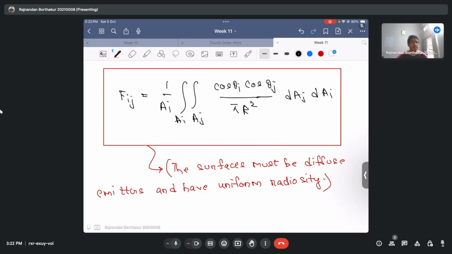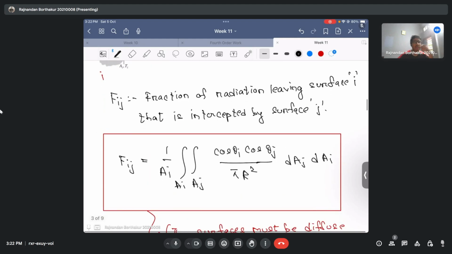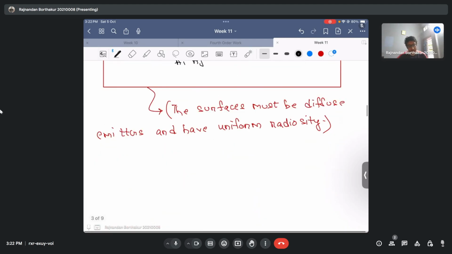But apart from that, in all other circumstances, you can use this general integral definition of view factor to determine what radiation energy leaves surface I and is intercepted by surface J.